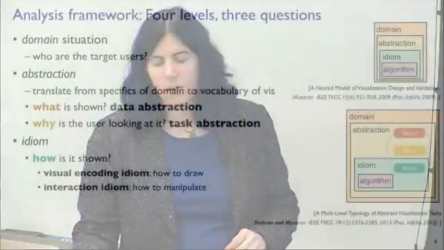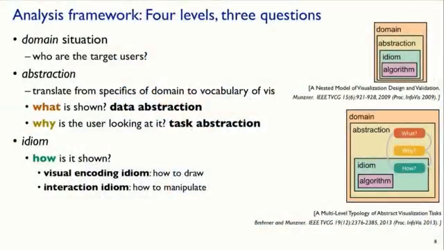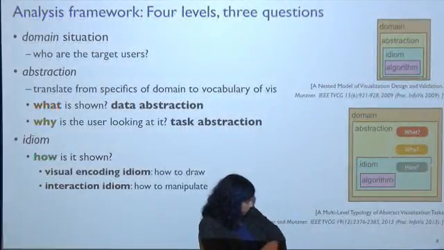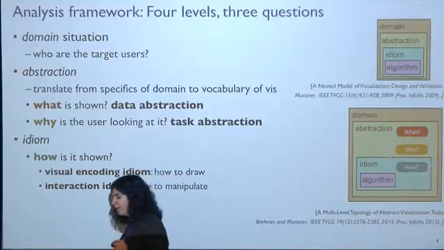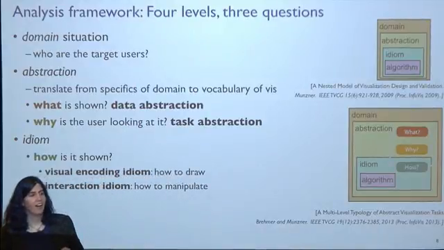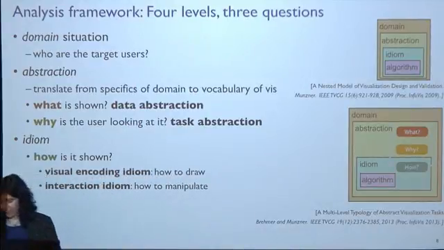So one point is that these questions of when is something good, I heavily emphasize that you can never say when is something good. You always have to say when is something good for a particular task and data abstraction combination.